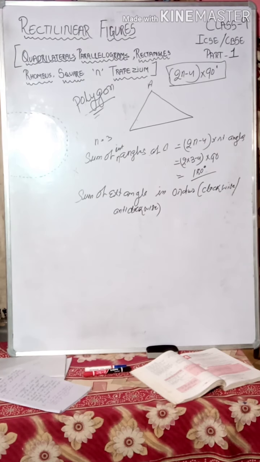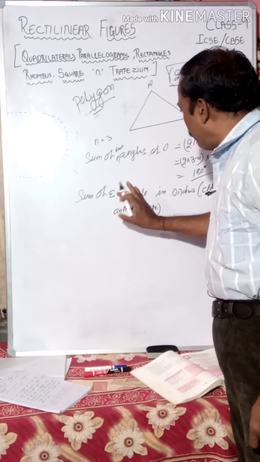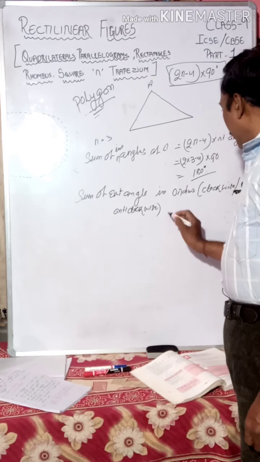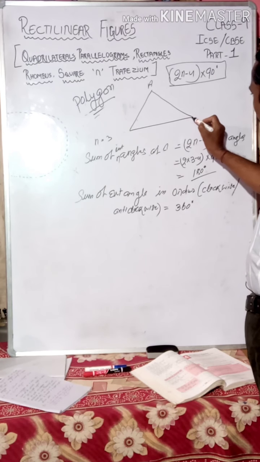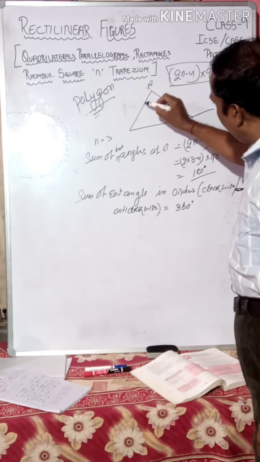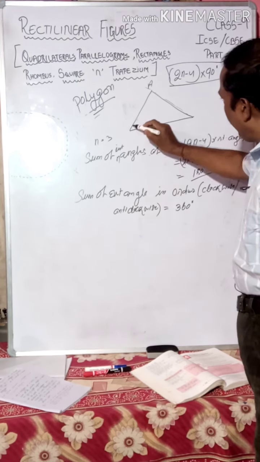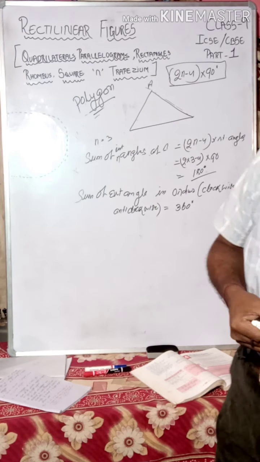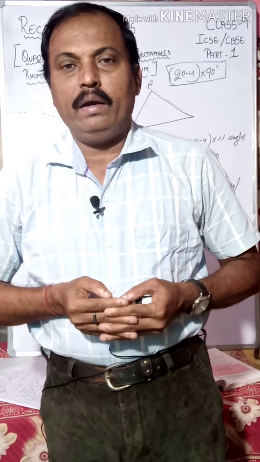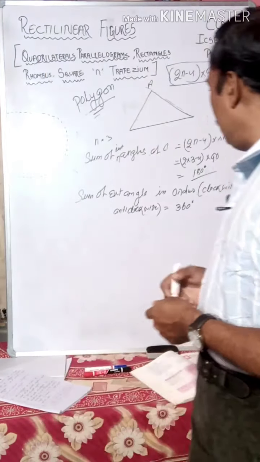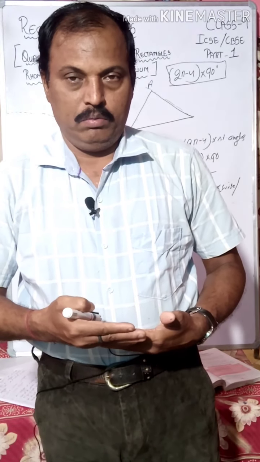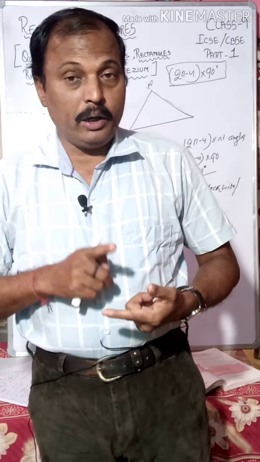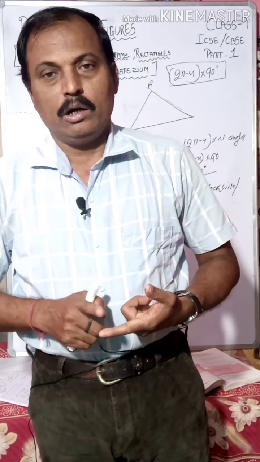The sum of exterior angles of a polygon is equal to 360. Either clockwise or anticlockwise, this side, up to this. So the sum of the exterior angles of any polygon is 360 degrees. It is constant. But the sum of the internal angles of a polygon depends upon the number of sides of the polygon.